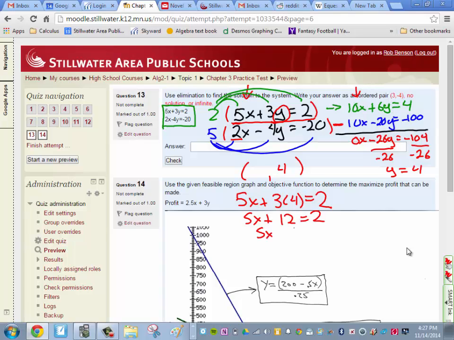I got 5x is equal to negative 10. That means subtracting this 12 over here, and then dividing both sides by 5. So I got x is equal to negative 2. Right there, the negative. So put that in there. We got negative 2, comma 4. Negative 2, comma 4.